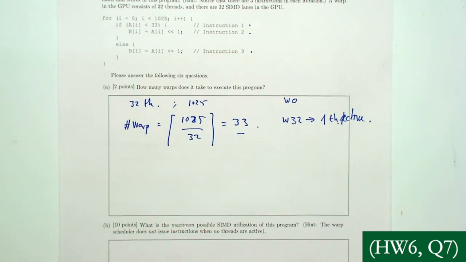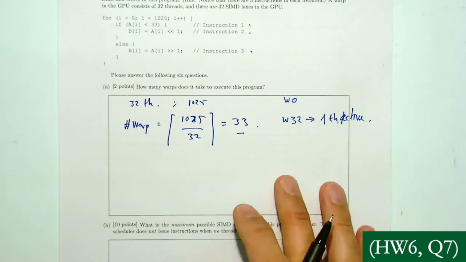Density time implementation, I think, was the name. When we somehow do a scan operation throughout the mask to make sure that there are at least some threads active before we actually issue the instruction. So in this case, the scheduler checks if there is an active thread. If there are no active threads, then the instruction is not issued.